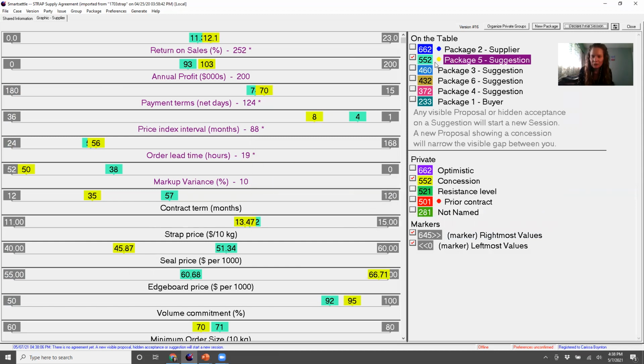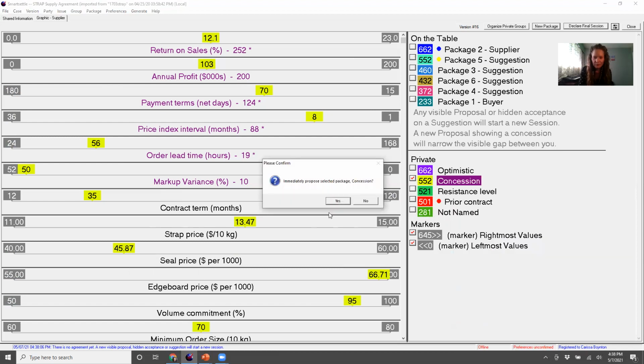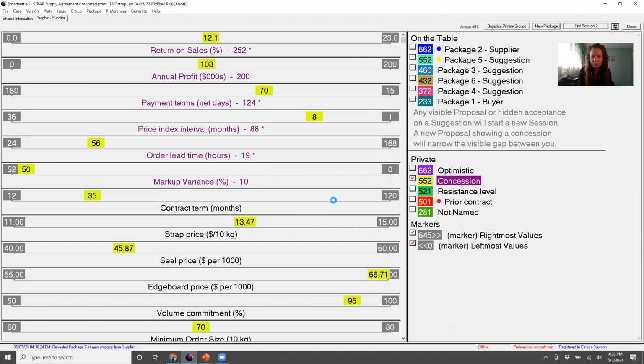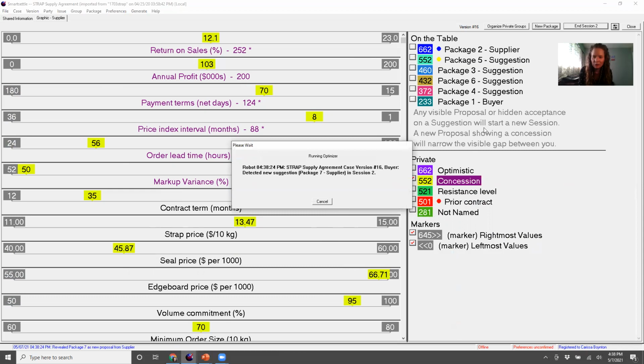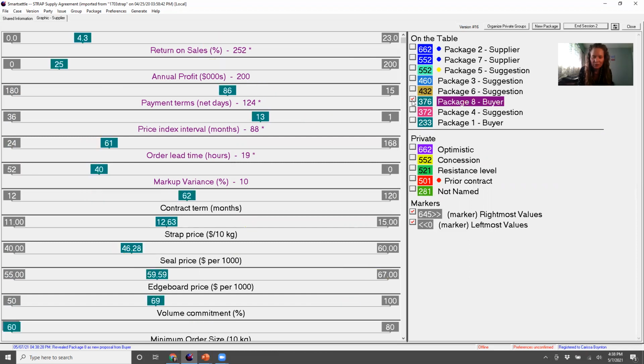So it looks like buyer did not accept that proposal. So we're now in session 2. I've decided in session 2, I'm going to put my concession on the table. So I'm going to propose that, and it's going to show up here on the table list. And there it is, package 7. And buyer has also sent a proposal. Now at 376, we know that that's still not something that we're going to consider accepting at this time.